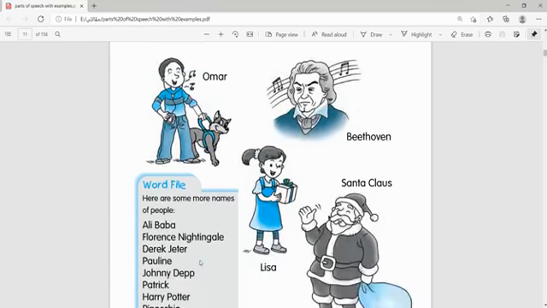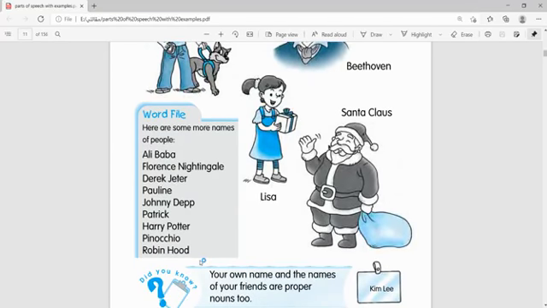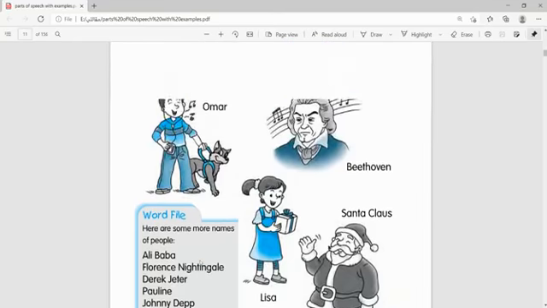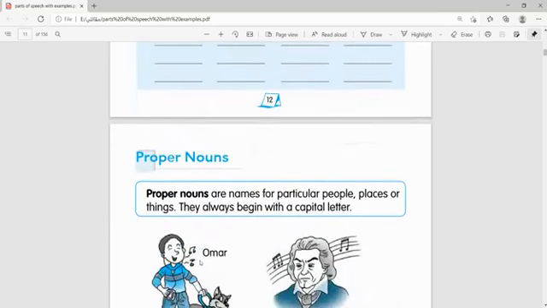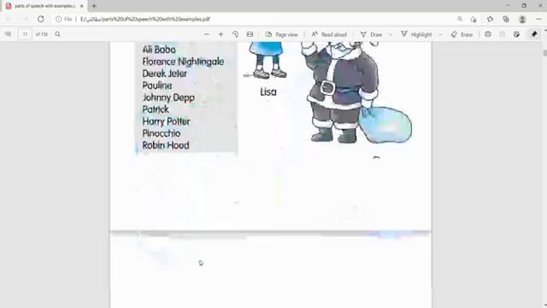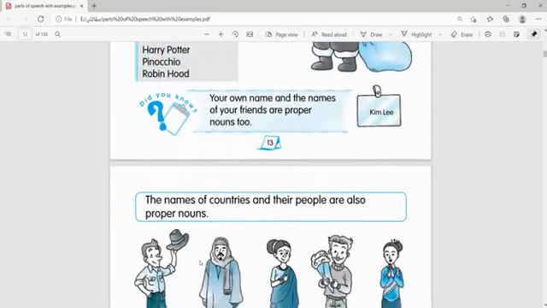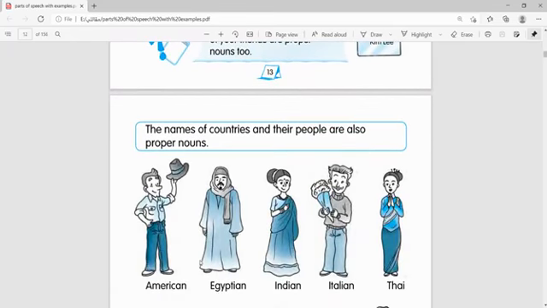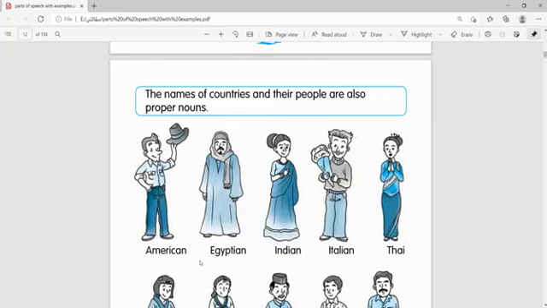Santa Claus. I can't call anybody Santa Claus except the person who is dressing in the specific dress. So a proper noun is a noun that is particularly for the specific people, specific place, specific thing, or specific animals. Let us take some names of countries, and the people are also proper nouns.